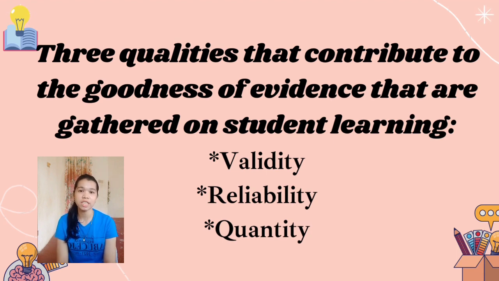And the third quality of good reporting, which is good evidence, is quantity. Quantity means that the more sources of evidence on students' learning, the better the information that can be reported. For example, a single source of evidence of students' learning can be imperfect. It is essential that multiple sources of evidence be utilized in grading and reporting students.